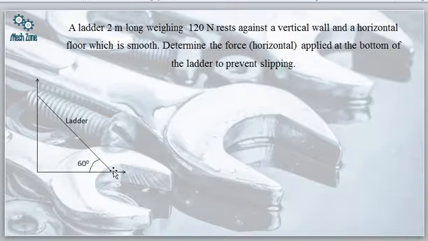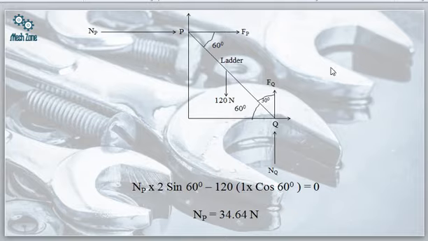Now we have to evaluate the horizontal force which is applied at the bottom of the ladder to prevent the slipping. Initially this ladder is making an angle of 60 degree with the horizontal ground. First we will draw the free body diagram of this ladder such that from this wall, we are having a reaction NP acting at this point, and a reaction NQ acting at this point, such that this is the ladder. If this is 60 degree, this is 90 degree, this would be 30 degree, and if this is 30 degree, this is also going to be 30 degree, and 60, so this is 60.